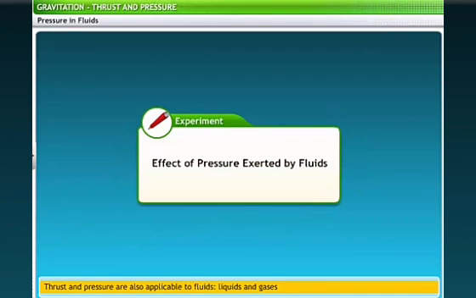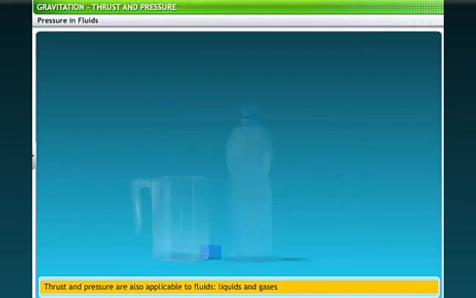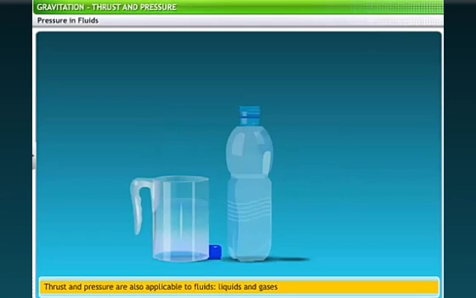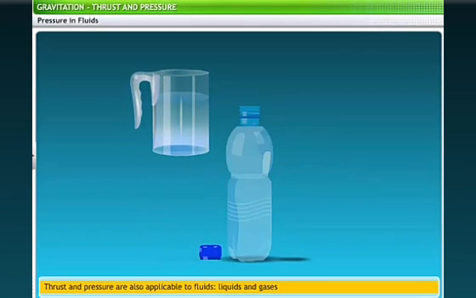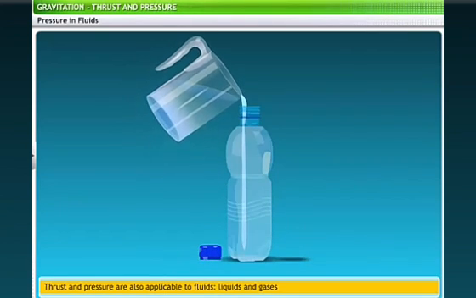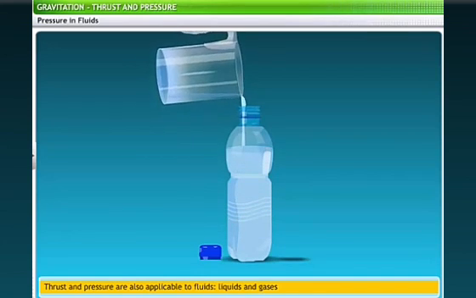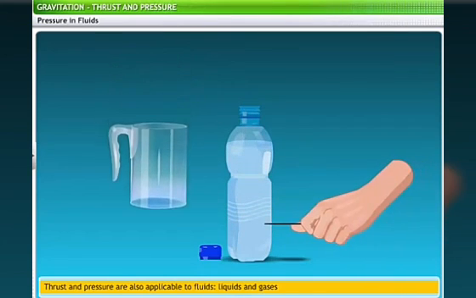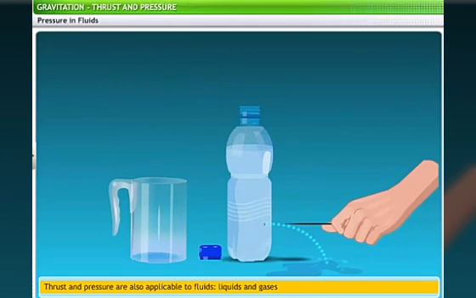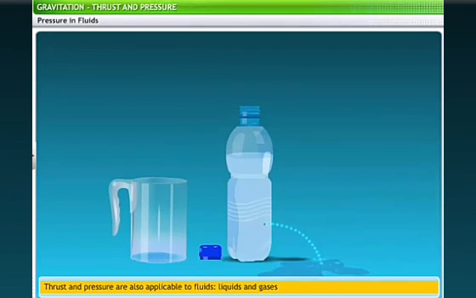We can demonstrate the effect of pressure in liquids through a simple example using a plastic bottle. Fill the plastic bottle completely with water. Then make a small hole in the lower half of the wall of the bottle. You will see that the water gushes out through the hole with considerable force. This force is due to the pressure of the fluid at that point.